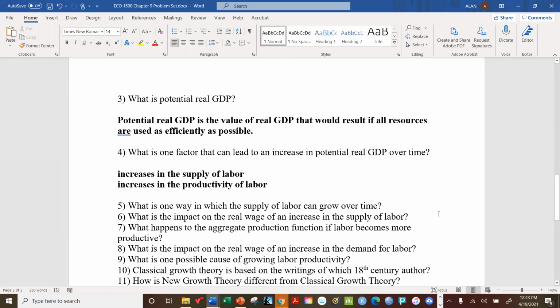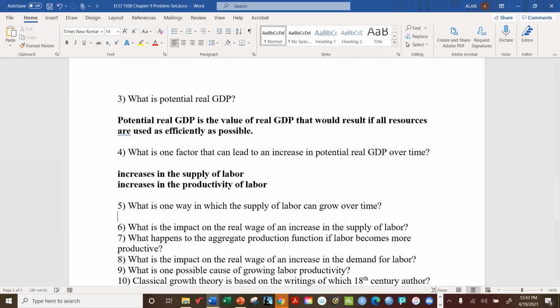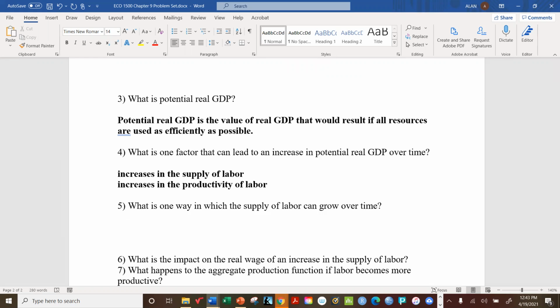So productivity growth is a very important component of our standards of living. If productivity growth is low, then the economy becomes sluggish and it doesn't grow. Whereas if productivity is growing quickly, then output can grow rapidly and we can all have higher standards of living.